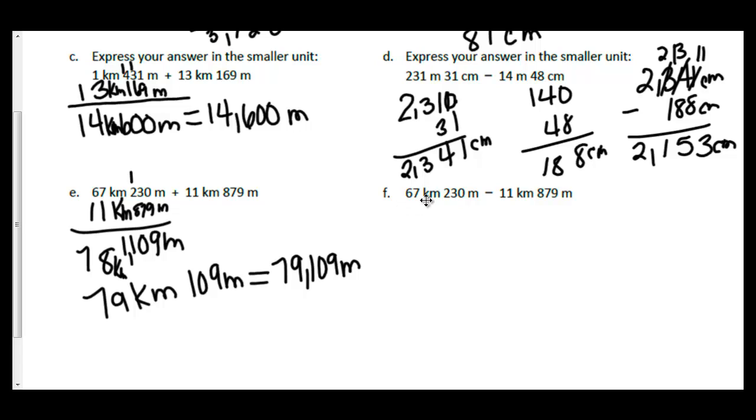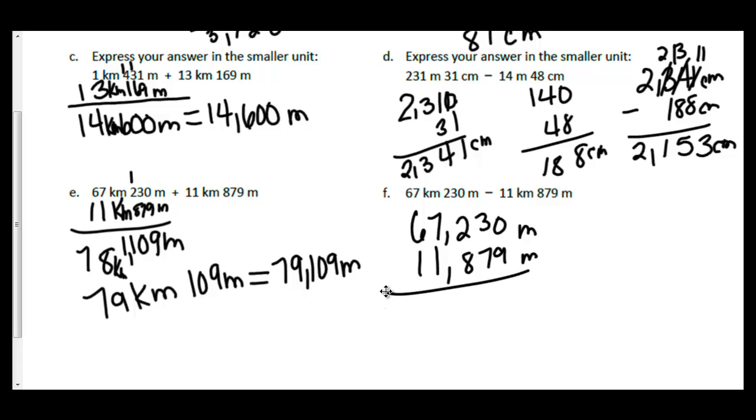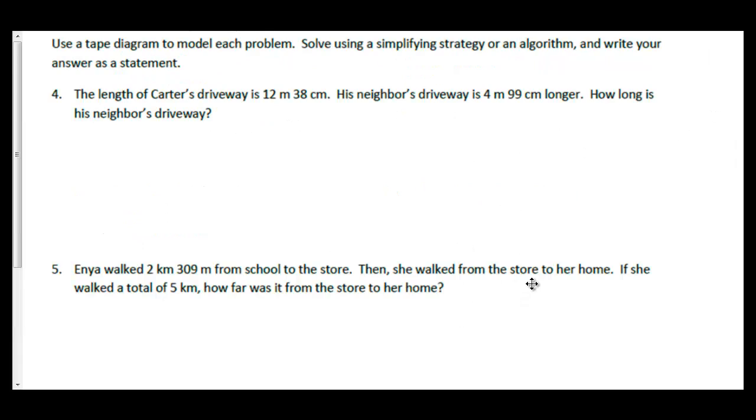So I have 67,230 meters, minus 11,879 meters. Now all I have to do is subtract. So I cannot subtract here, so I'm going to decompose. I cannot subtract here, so I'm going to decompose. I cannot subtract here, so I'm going to decompose. I can subtract everywhere else. Okay, so that's 1, 5, 3, 5, 5. So I've got 55,351 meters. All right, moving right along.